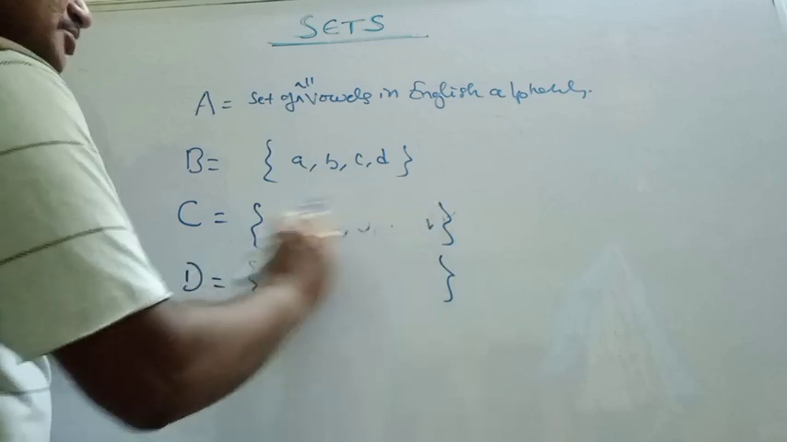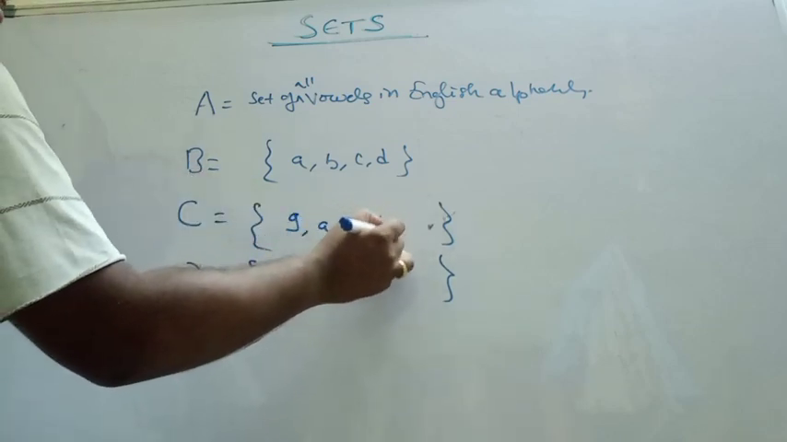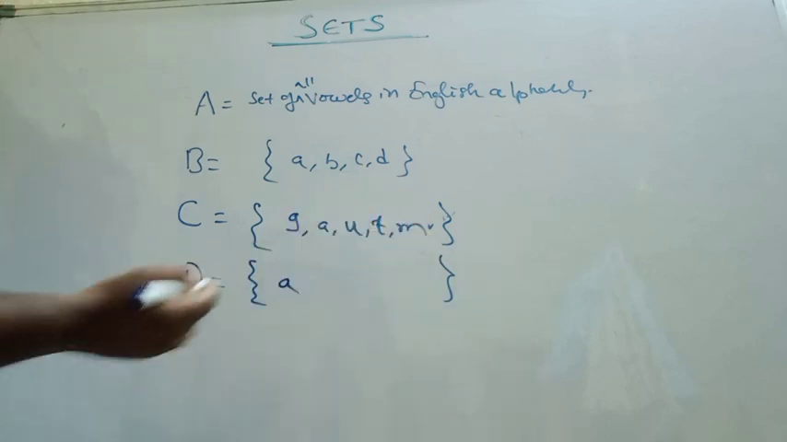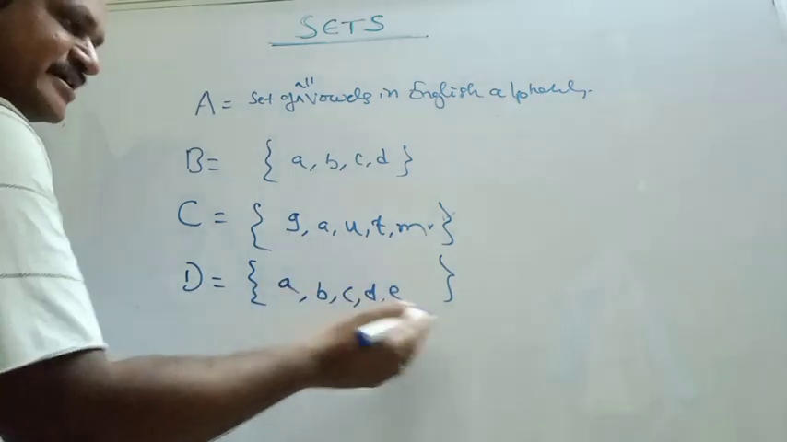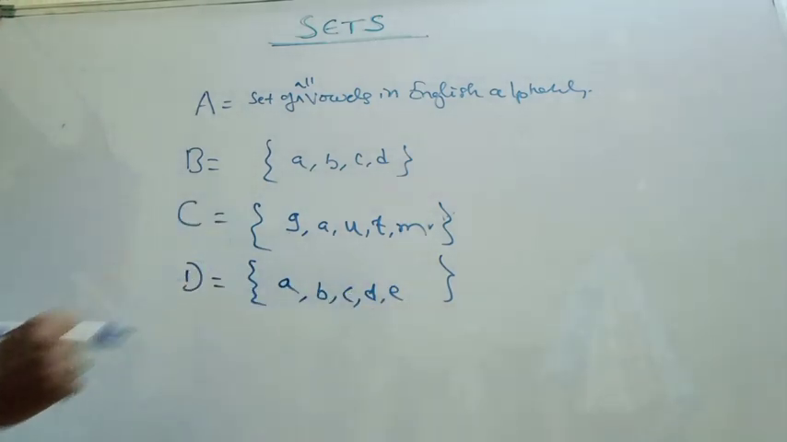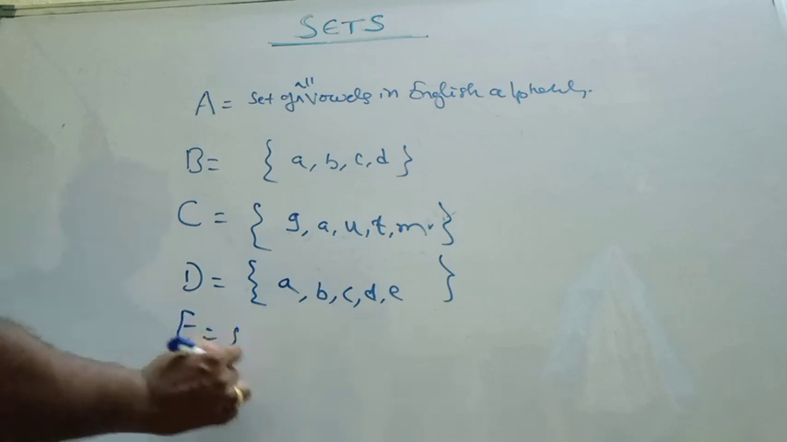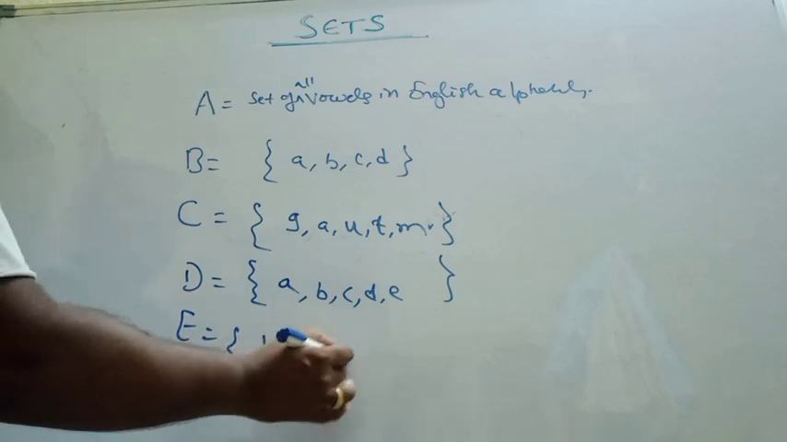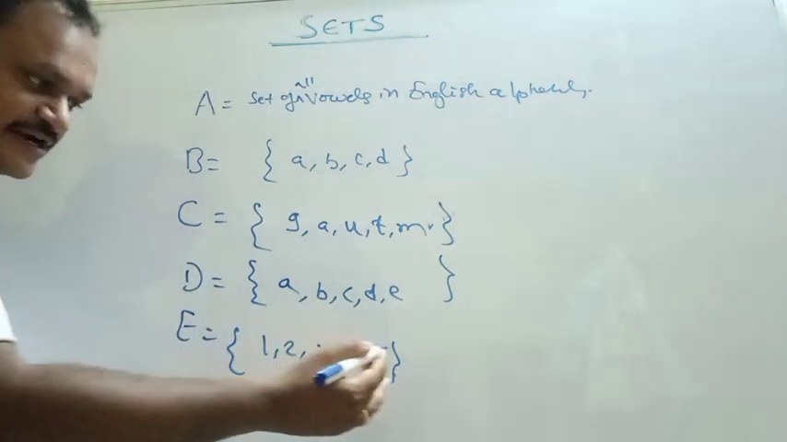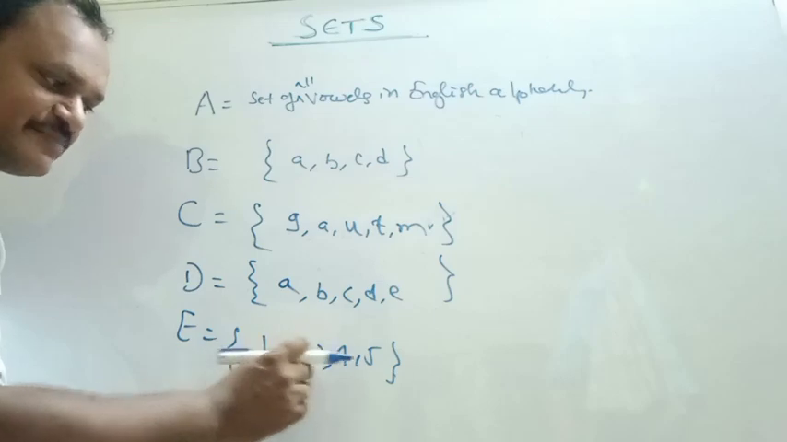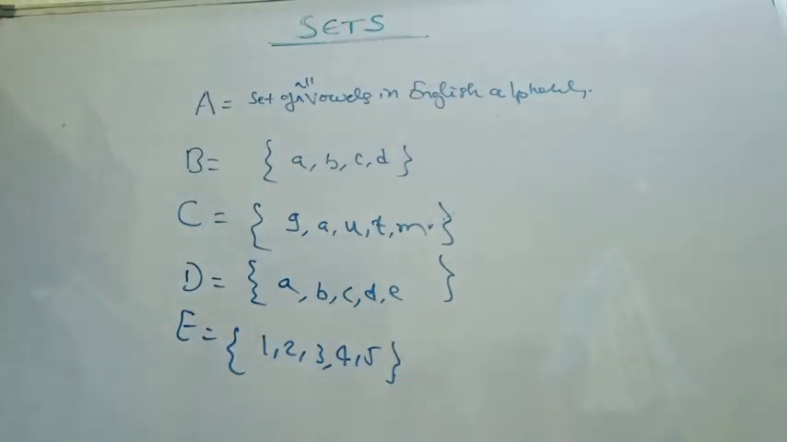not capital letters. Here also small letters, G, A, U, T, M. Small letters, something like a, b, c, d, e, and they are separated by commas. This is the structure of defining a set. Now set E is equal to 1, 2, 3, 4, 5, any elements generally. We open the flower bracket and close the flower bracket, and the elements are separated by commas. This is the structure of the set.